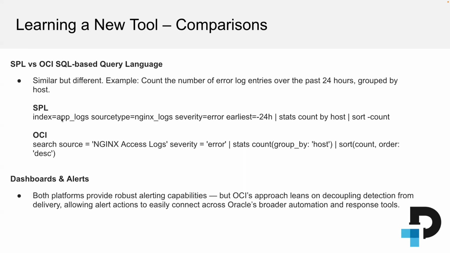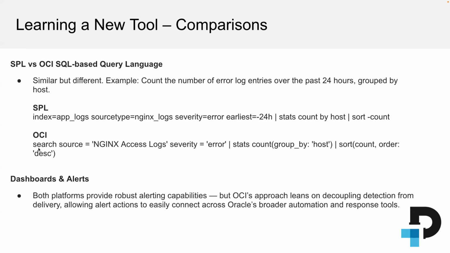So in Splunk, we say, all right, grab it from this index, grab it from this source. We only want to see errors and we want to see it negative 24 hours ago. Then we're going to pipe it and say, all right, now let's do a stats on this and count by host, and let's sort the count. Again, we're going to get the total number per host. We're going to be able to see it.